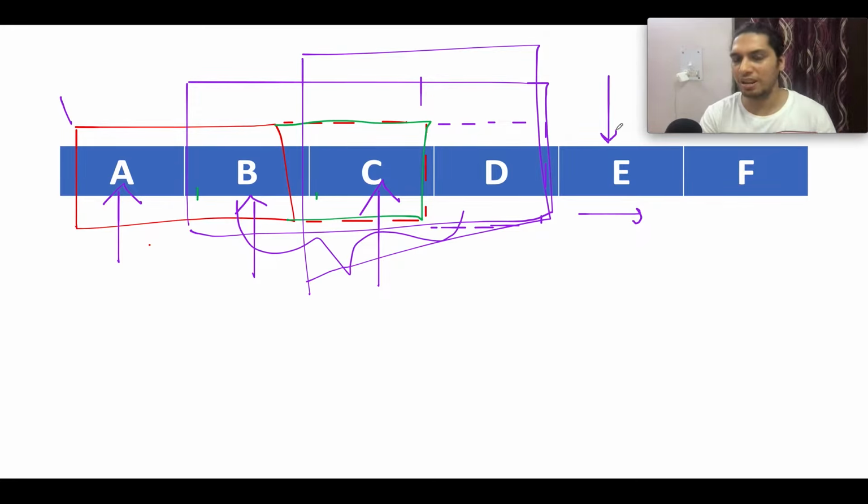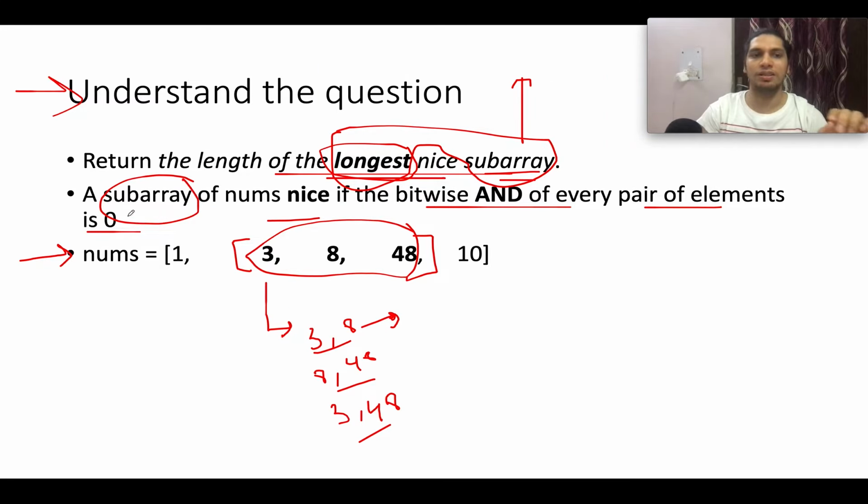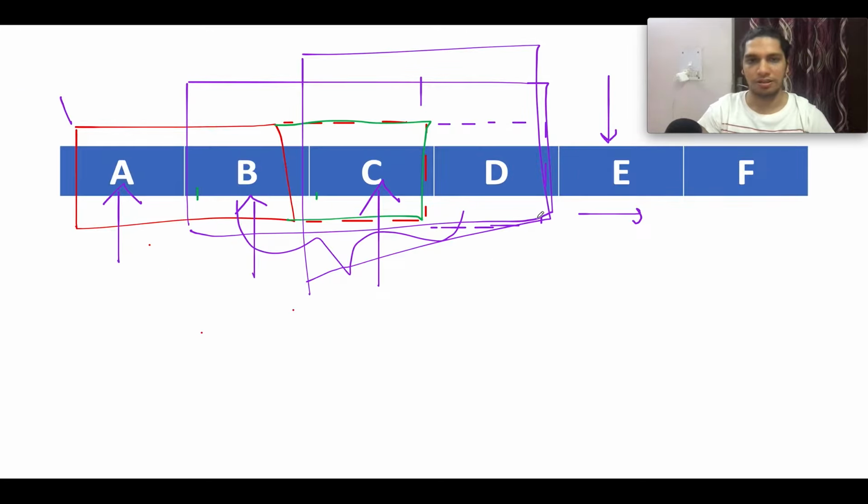So the two takeaways from this entire analysis is new elements will be added to the front, and whenever there is a violation in the sliding window, old element would be deleted from the start. This is from the sliding window concept, and now let's go back to the question and let's talk about the constraints that are specified over there. So as per the question, what we are looking for is a subarray wherein each and every pair of elements' bitwise AND is 0 in nature.